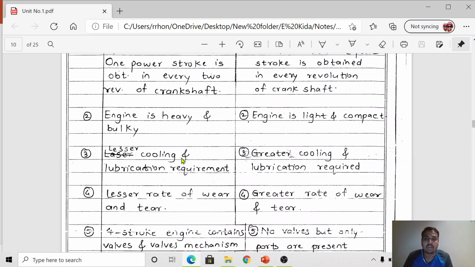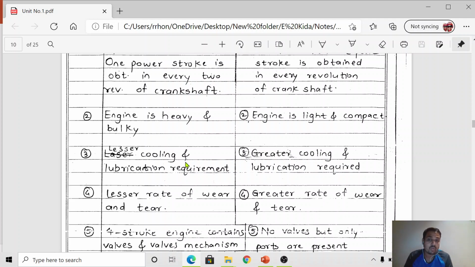So during the process of the 4-stroke cycle, it has sufficient time. For suction there is sufficient time, for compression also, for expansion also, and for exhaust also. So in this case a lesser amount of cooling is required as well as a lesser amount of lubrication is required, because the different processes have sufficient time.